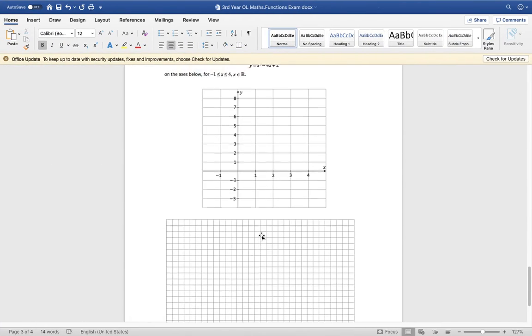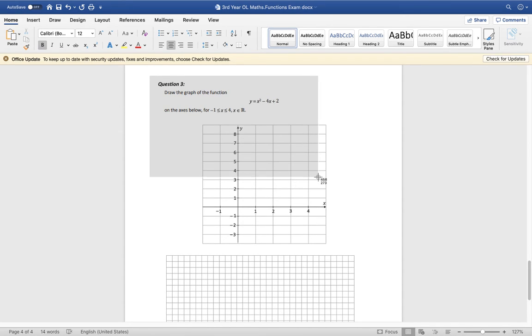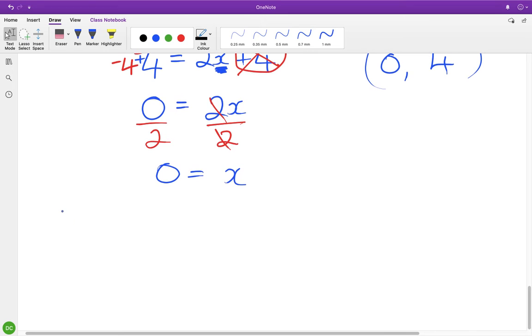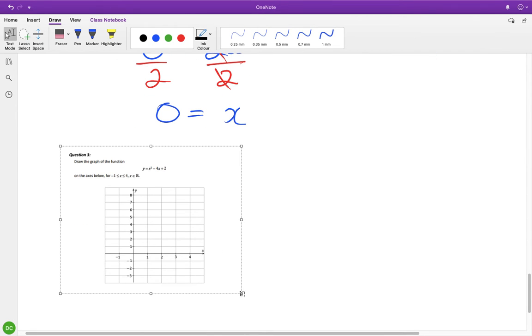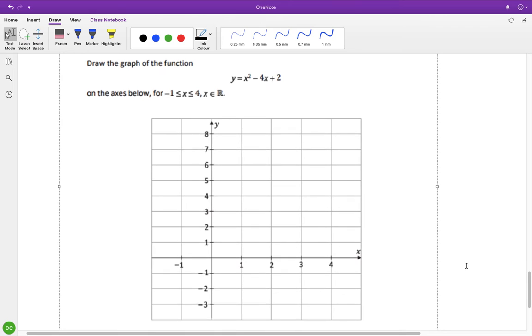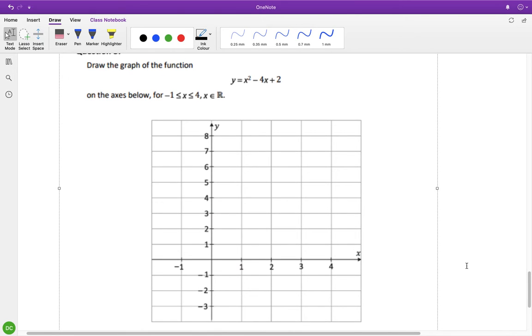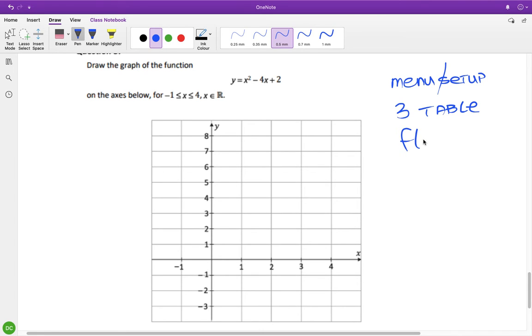Okay, and then the last question. Okay, so graph the function. So this is the same thing as before. So I go menu setup, 3 for table. Now I want an X first, so I go alpha X and then press my squared button. So I'll just briefly do this. So you do your menu setup button again. You go 3 for table again. And then you're looking at f of x equals.